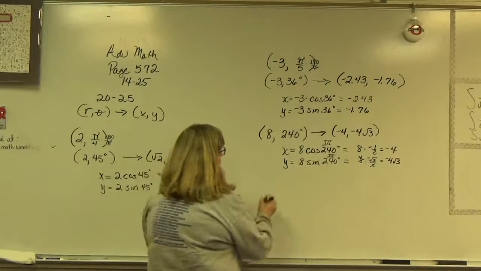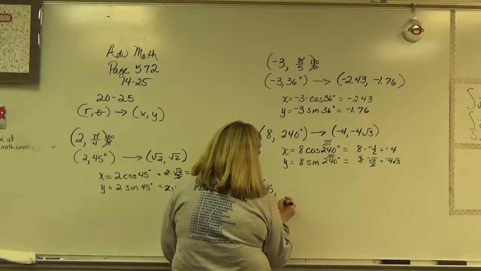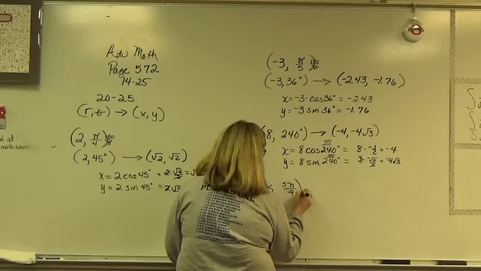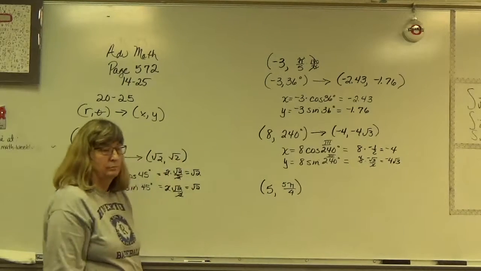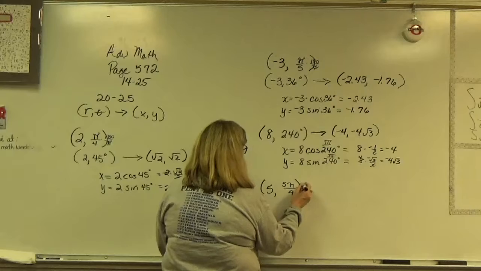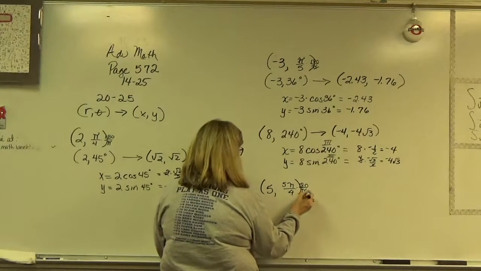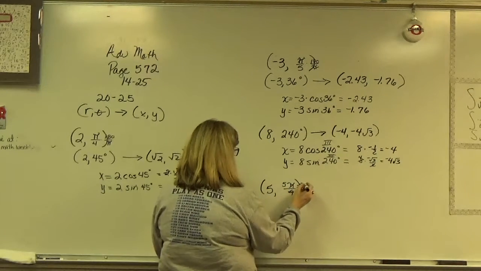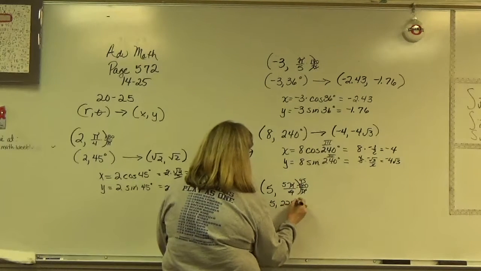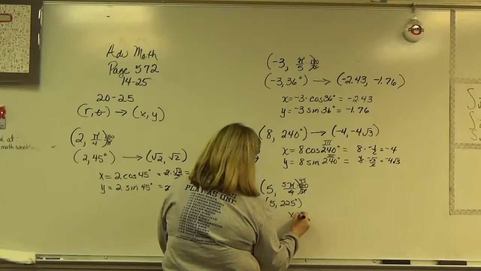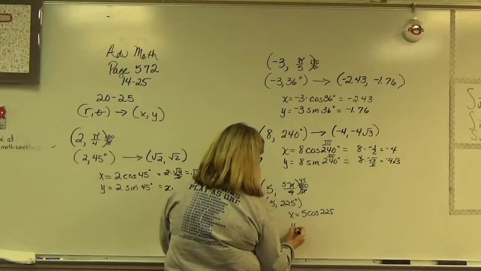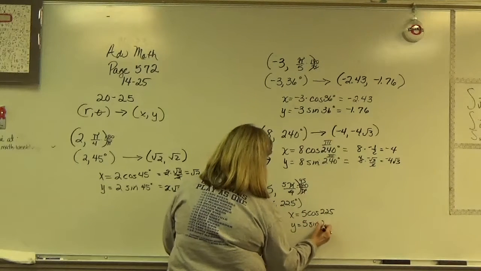Okay, one more. Let's go 5 and 5 pi over 4. What do I do with 5 pi over 4, Richard? Convert to degrees, that'd be 225. 225 is right. Is 225 on our chart? Yes. So x would be 5 times the cosine of 225, and y would be 5 times the sine of 225.